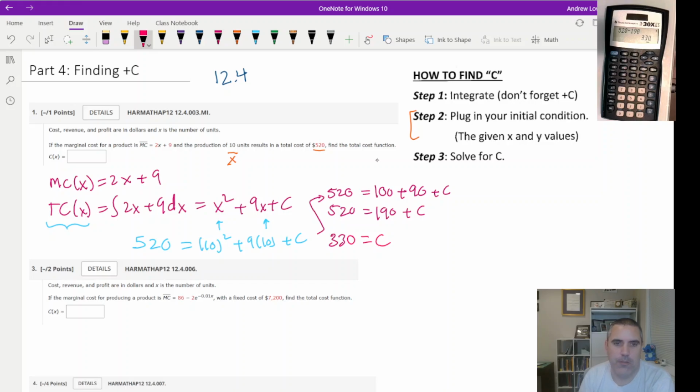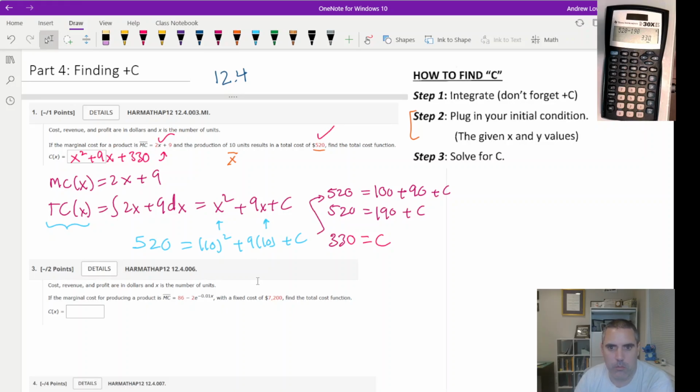That's our final answer, when you put all of that together. So when you did the homework, you had to type x squared plus 9x plus 330. You can always check your work: plug a 10 in, make sure you get 520, take the derivative, make sure you get that. Check, check, you know you have the right answer. Okay, let's do it again.